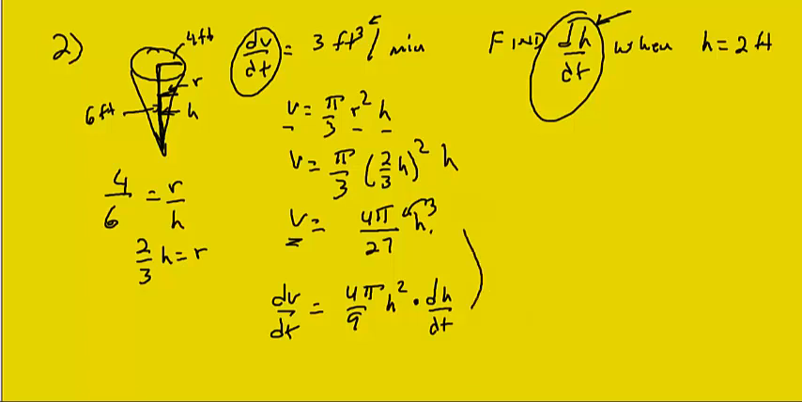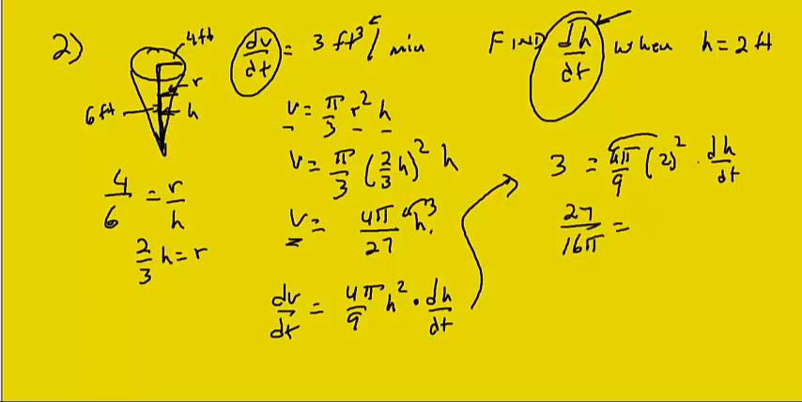Okay, plug in everything we have right now. So dV/dt happens to be 3. I have a 4 pi over 9. h happens to be 2 squared and times dh/dt. 2 squared is 4. 4 times 4 is 16. And that gets flipped, so the 9 ends up on the top. So it'd be 27 over 16 pi. That is my dh/dt.